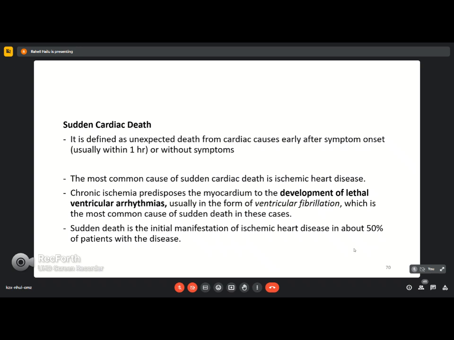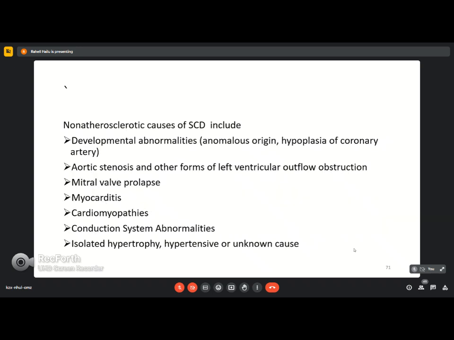So sudden cardiac death is defined as unexplained death that comes from these cardiac causes without any symptoms, and it's commonly due to arrhythmias, ventricular fibrillation, that result in sudden cardiac death because there is no more transmission of impulses.